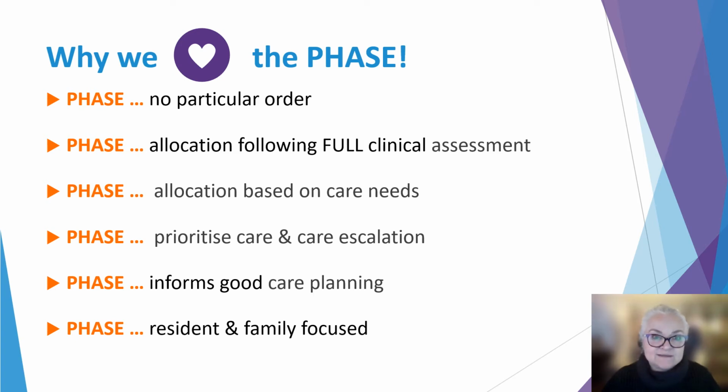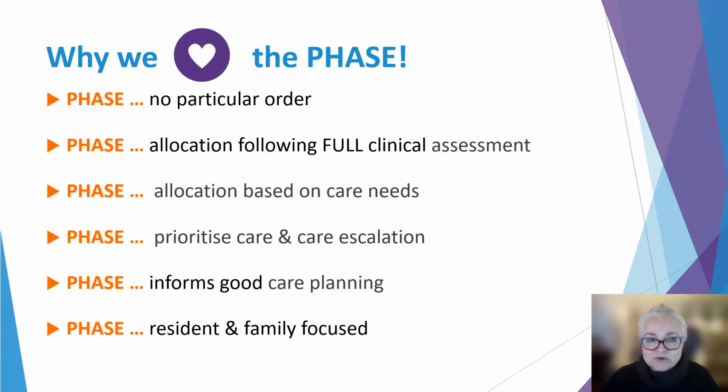So why do we love the phase? We love it because it's dynamic. Its allocation is always guided by the care needs of the resident and their families. Once you've done a full clinical assessment, you have then completely holistically reviewed your residents' care needs, and then you're able to allocate phase. The allocation is always based on the care needs of the resident. That's why phases are called stable, deteriorating, unstable, or terminal, because as the name suggests, the actions should match the care needs and response required.